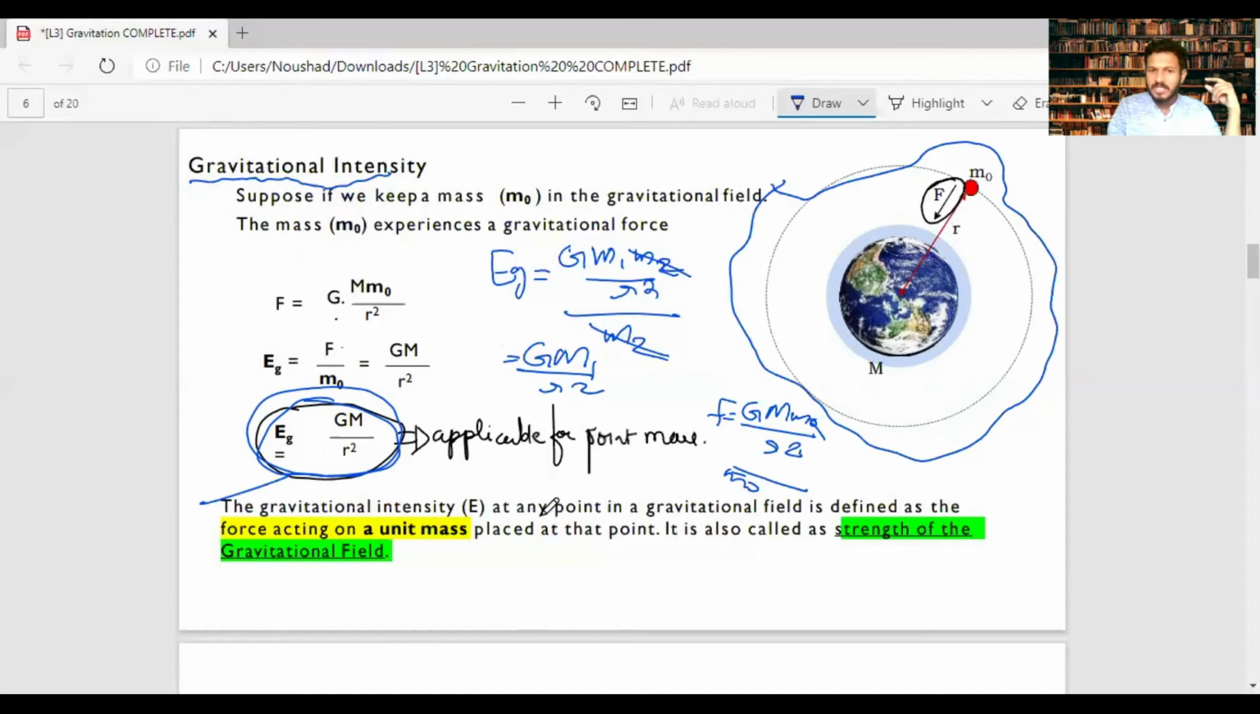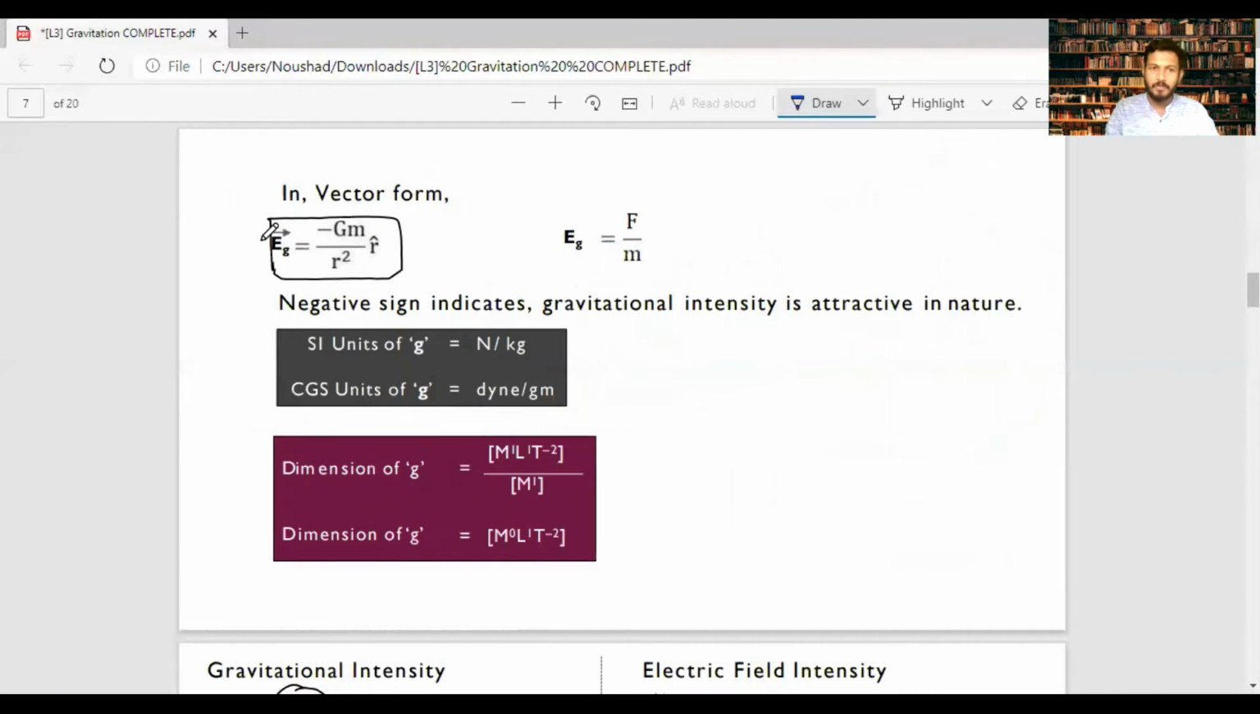The gravitational intensity at any point in a gravitational field is defined as the force acting on a unit mass, not on m0, not on any mass. It is the force acting on a unit mass. So it is also called the strength of gravitational field. Gravitational field intensity is also known as strength of gravitational field. In vector form, it is nothing but multiplied with a unit vector. Then our equation is in vector form.